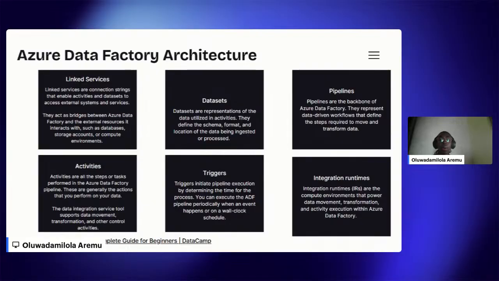Now we'll be looking at the architecture of Azure Data Factory. Number one is your linked services. What your linked services look like is your connection, like a container that houses what you need to connect to your sources, right? So, it's like your bridge.